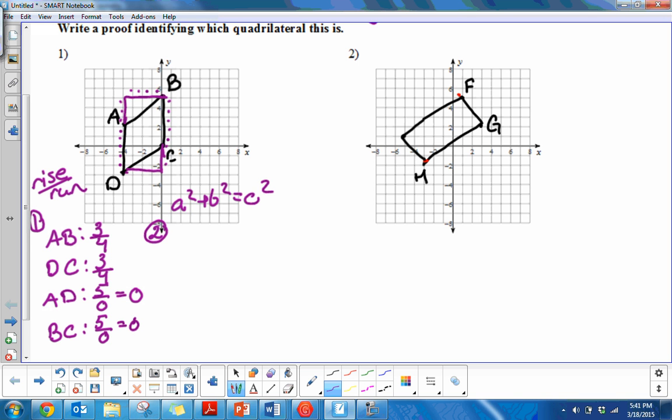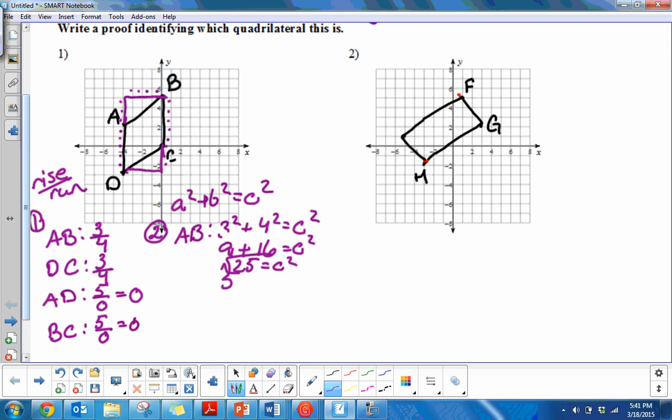So for AB, we don't need to recount. We already counted for the slope, but we're going to plug 3 and 4 into A and B. So 3 squared plus 4 squared equals C squared. 3 squared I know is 9. 4 squared I know is 16. And that equals C squared. 9 plus 16 I know is 25. That gives me C squared. Now we don't want C squared, we want C. So we take the square root of 25, and that's going to give us 5.